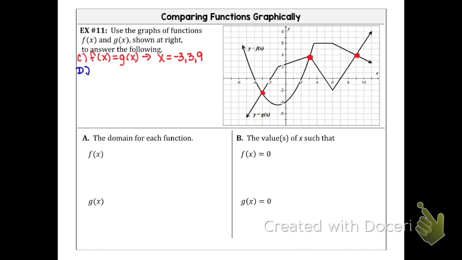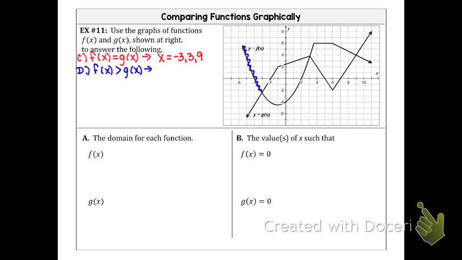D wants the x values for which f of x is greater than g of x. So that means where is f of x going to be drawn above g of x? Now when we're looking at the inequalities, we're going to be talking about intervals. So f of x is greater than g of x. So f of x is on top, so I can see that's right here.